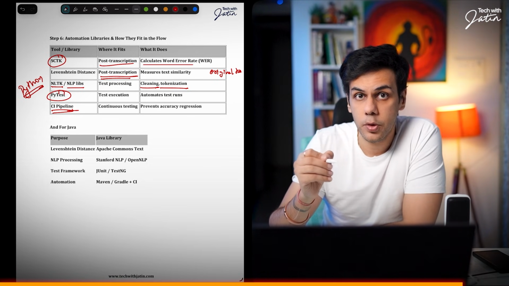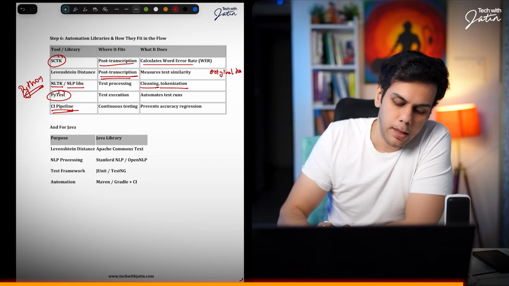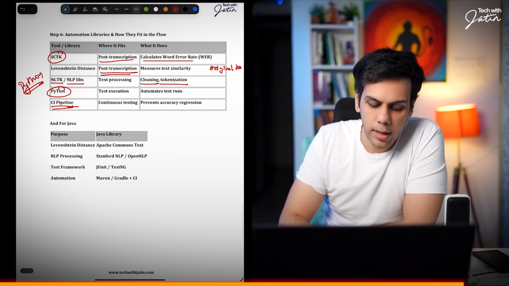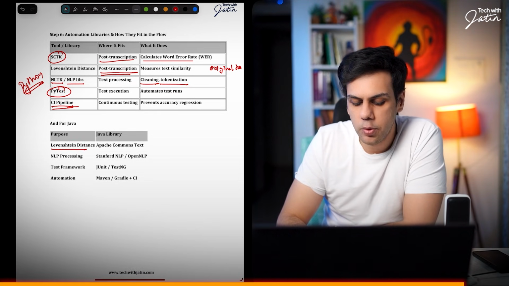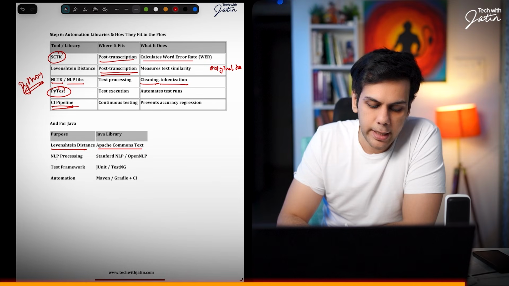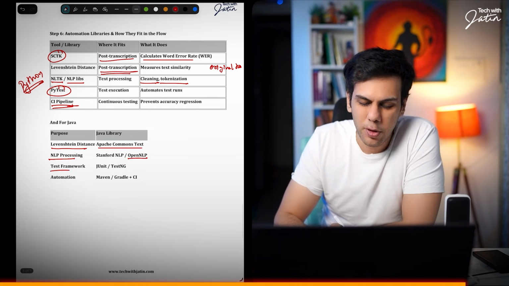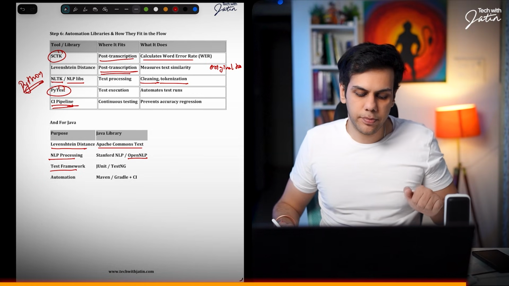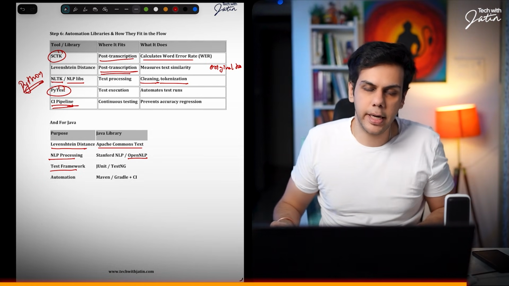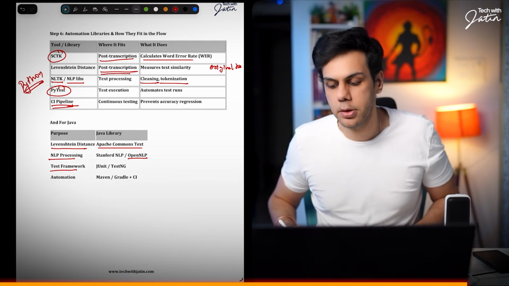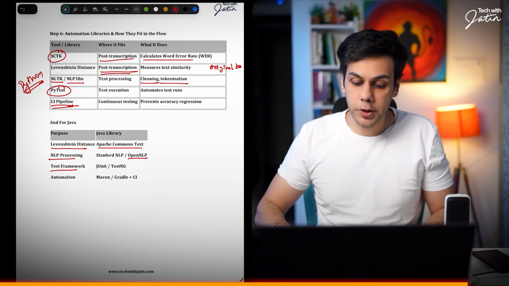And if you want to do it with Java, then for your Levenshtein distance library, you can use Apache Commons Text. For NLP processing, you have OpenNLP for Java. For the test framework, you're going to use JUnit or TestNG. And again, you will be integrating it with your respective CI tool. So this was the question, guys.